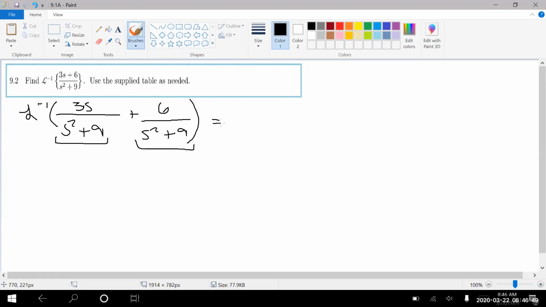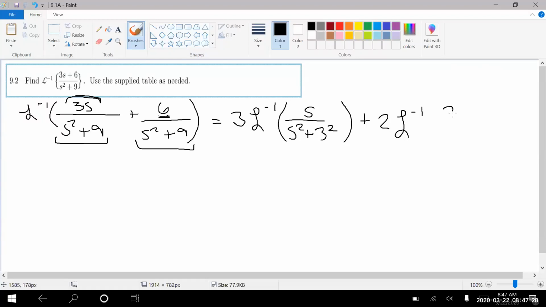So first of all, it doesn't look exactly like what it needs to be. So in order to make a Laplace substitution, this needs to be a 3, and this term needs to be an s. So all we're going to do is factor out. So now I'm going to find 3 times the inverse Laplace transform of s over s squared, and then I'm going to write 9 as 3 squared, and then plus 2 times the inverse Laplace of 3 over s squared plus 3 squared.